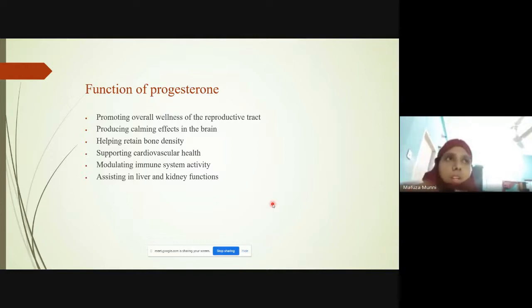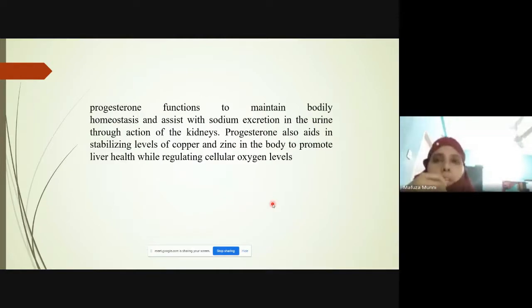Progesterone functions to maintain bodily homeostasis and assist with sodium excretion in the urine through the action of the kidneys. Progesterone also aids in stabilizing levels of copper and zinc in the body to promote liver health while regulating cellular oxygen levels. So next.